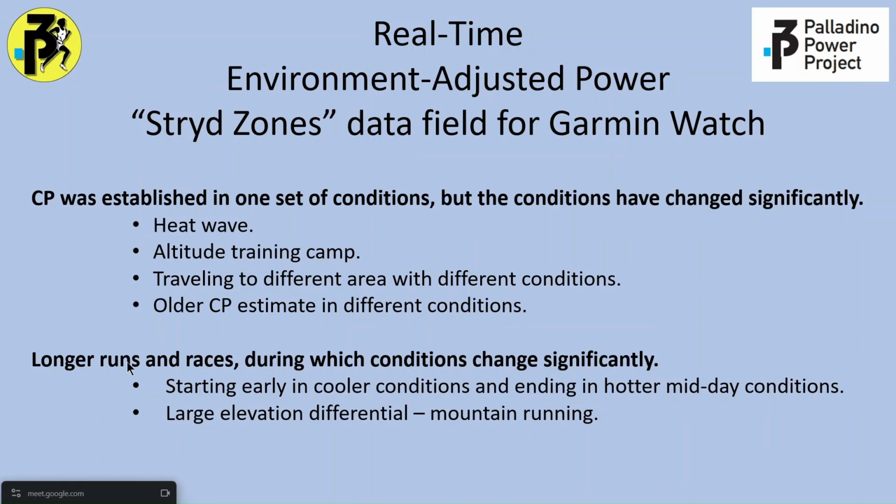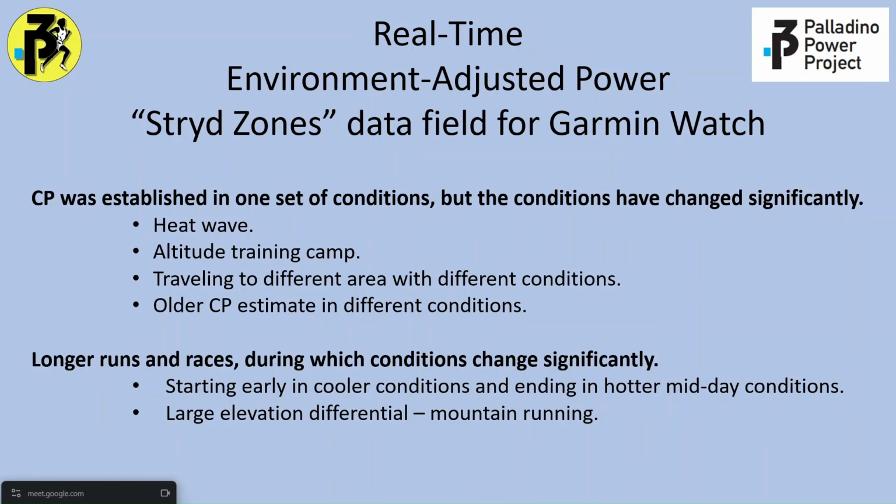Another set of applications would be longer runs or races where the conditions change significantly within that run or the race. So if you're doing a long run and you're starting early in the morning, cooler conditions, but ending in hotter midday conditions, when you're doing some marathon power tempo at the back end of your long run, this would be a good application. Or let's say you're a mountain runner and you're starting at 1,300 meters, you're going to go up to 2,500 meters and back down and back up, etc. This is another great application.